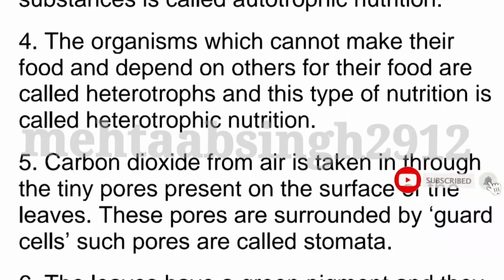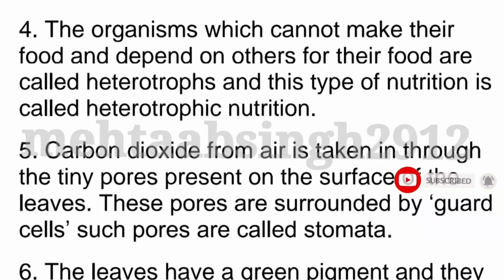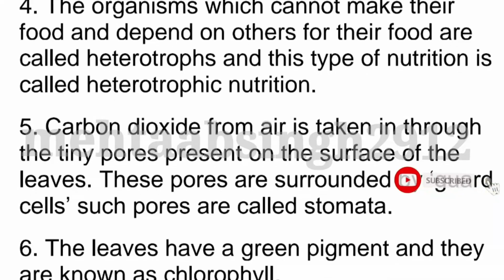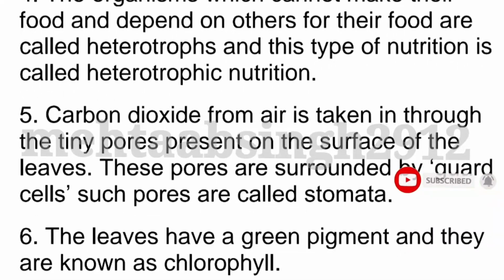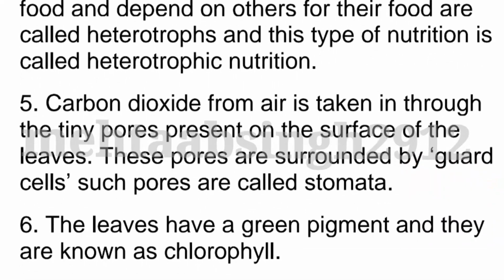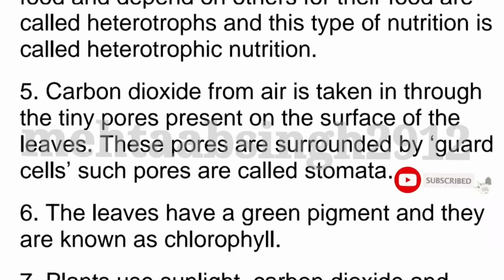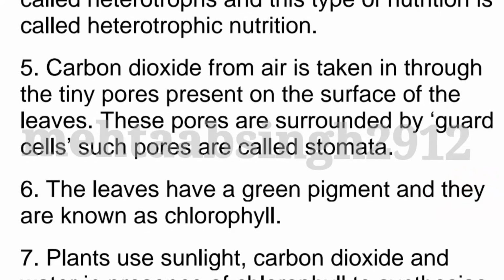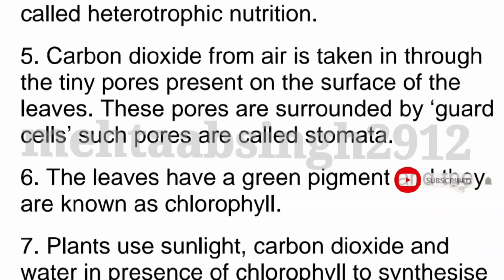Fifth, carbon dioxide from air is taken in through the tiny pores present on the surface of the leaves. These pores are surrounded by guard cells. Such pores are called stomata. Sixth, the leaves have a green pigment and it is known as chlorophyll.